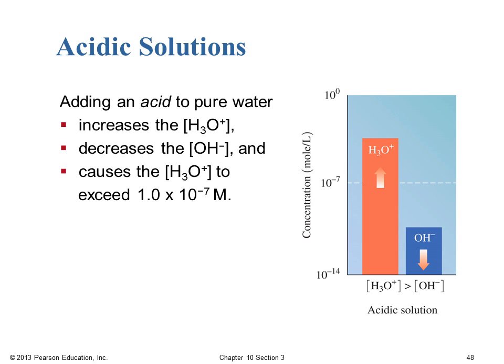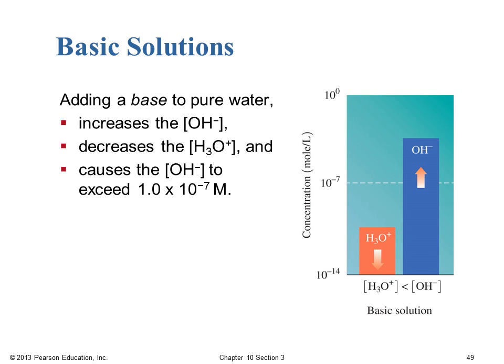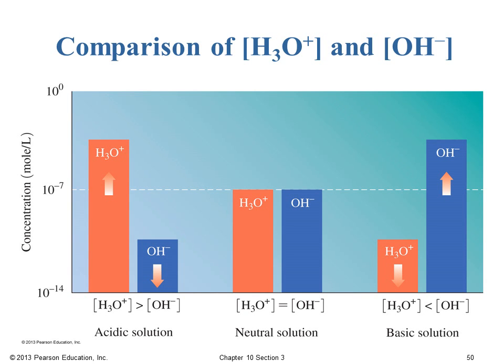When we add acid to pure water, we increase the amount of H3O+. And so we have a larger amount of H3O+ than OH-. It becomes off balance. The opposite is true as well. If we add base to pure water, we increase the amount of OH-, and the amount of H3O+ goes down. And so here we see that when we have an acidic solution, we have more H3O+ than OH-. When we have a neutral solution, those two ions are equal. And when we have a basic solution, we have more OH- than H3O+.